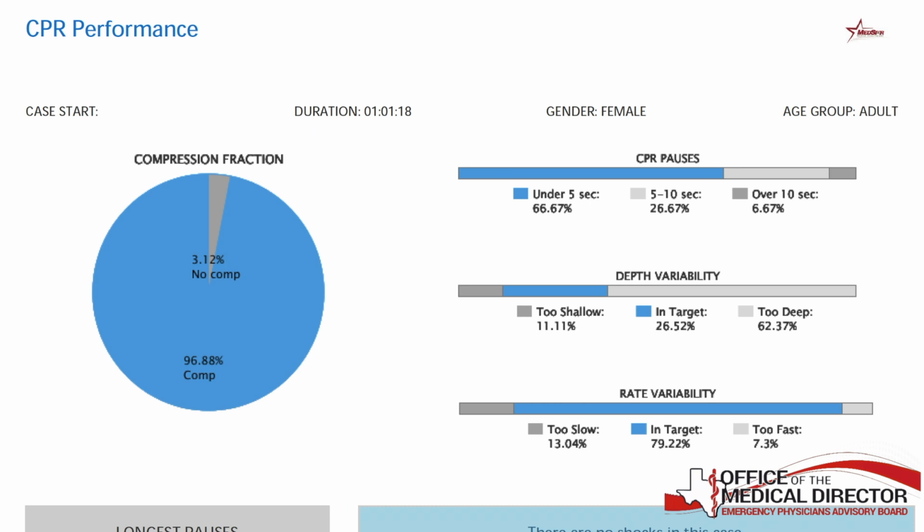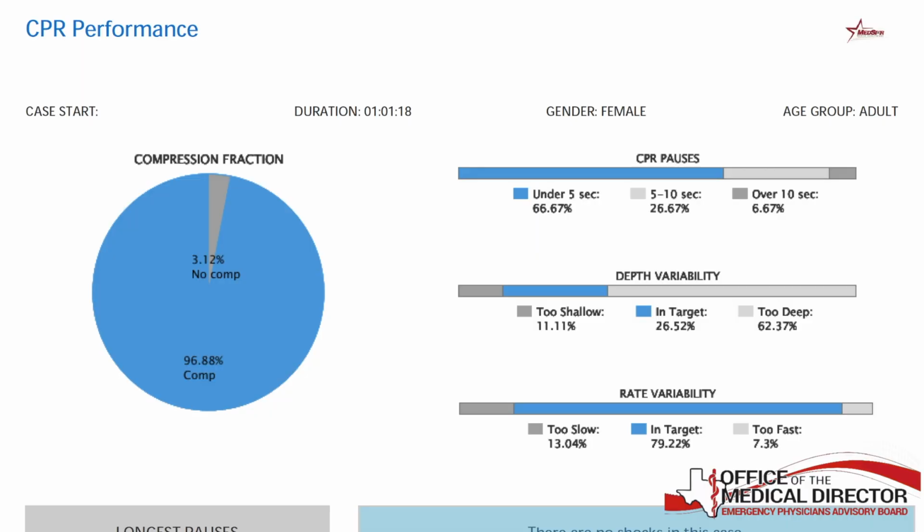Chest compression fraction, that's your percentage of time on chest. Nice little pie graph there for that. Then it marks out your CPR pauses over here, which is really cool. So it tells you of all your pauses, what percentage were under 5 seconds, what percentage were 5 to 10 seconds, and what percentage were over 10. So obviously we want all of ours to be under 10. Optimal would be under 5, and then over 10 would be what we want to avoid.